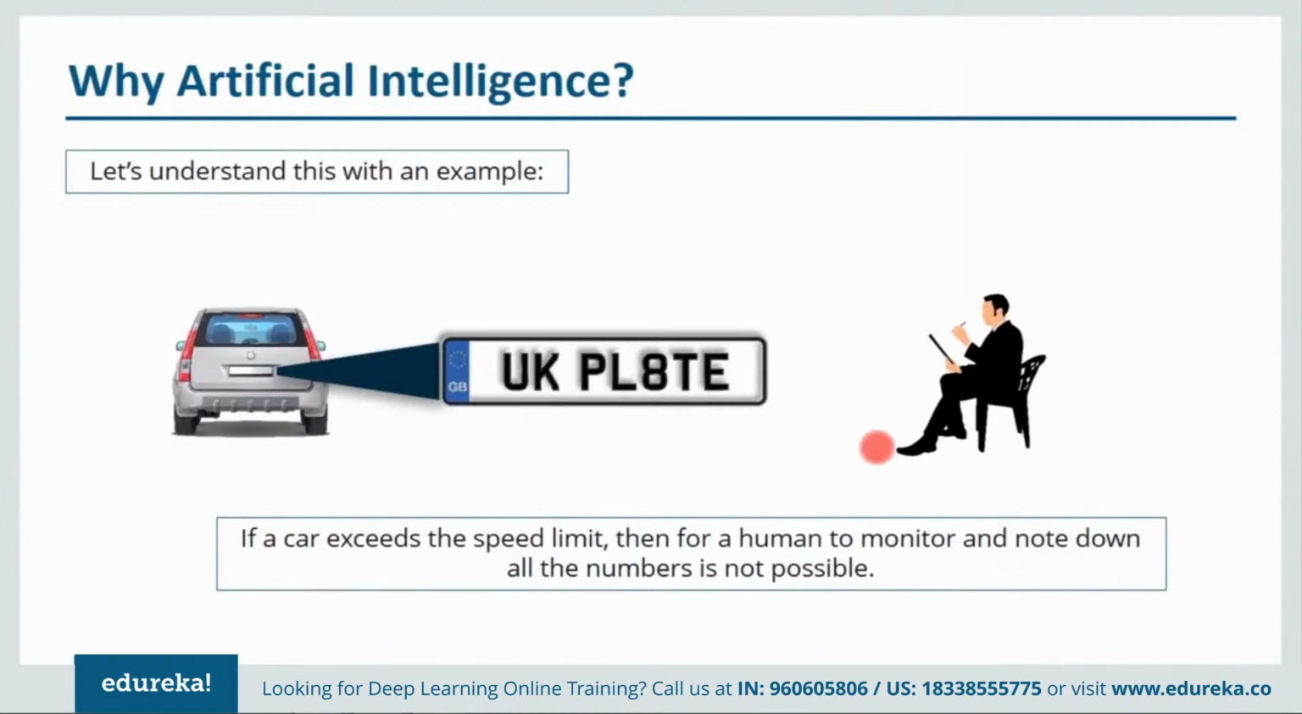Do you think that there's a person sitting in a chair and noting down all the number plates that cross the speed limit? Well, that is not possible because there might be millions of cars that pass through that road, and at once there might be many cars passing through. So for a human being to do this task is next to impossible. Now let us see another approach to this particular problem.